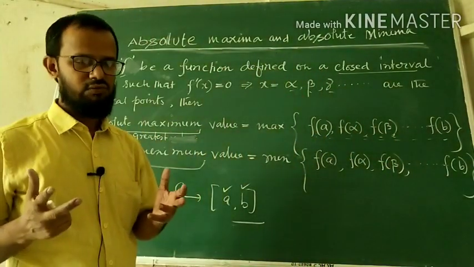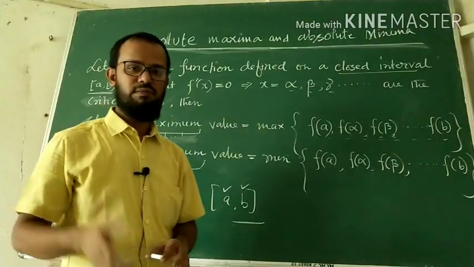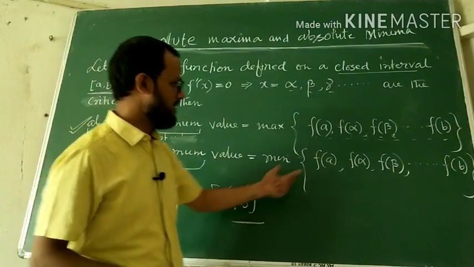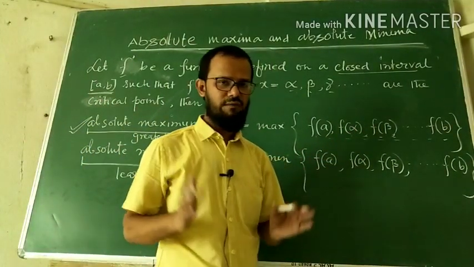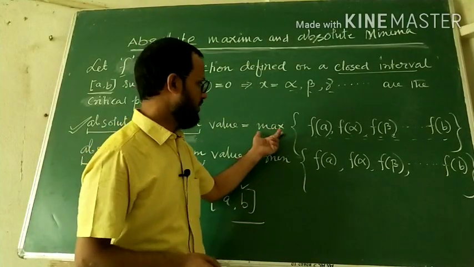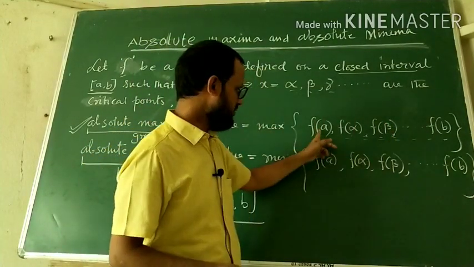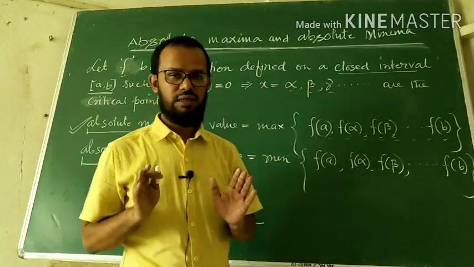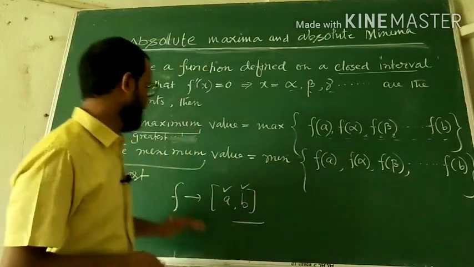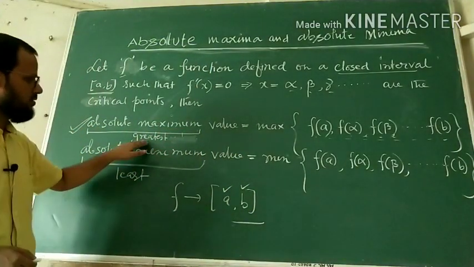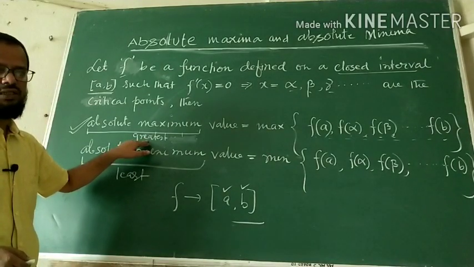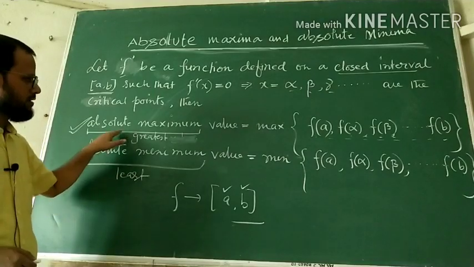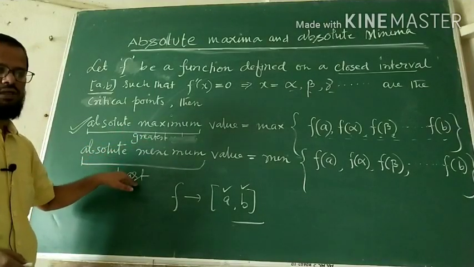That means to find the absolute maximum and absolute minimum value, you have to find the functional value at the end points as well as at the critical points. After finding them, you take the maximum of all these values. It will be a fixed value. Among these values, the maximum one is called the absolute maximum value, and another name for it is the greatest value. Sometimes questions ask to find the greatest and least value. Absolute minimum is called the least value.